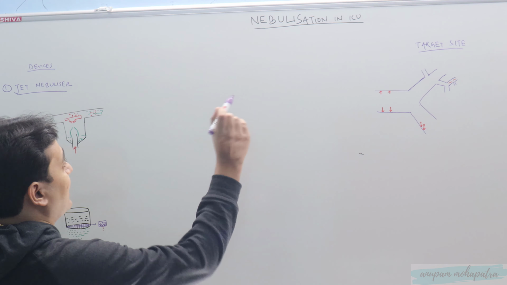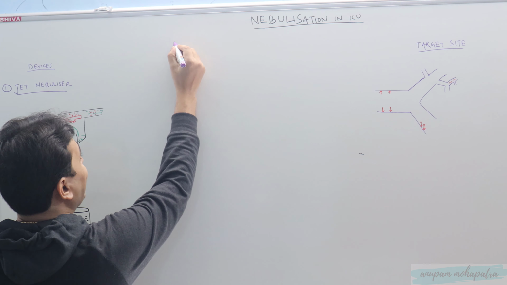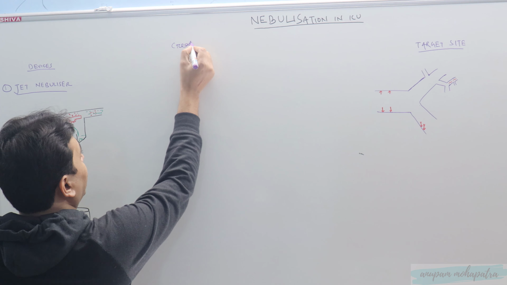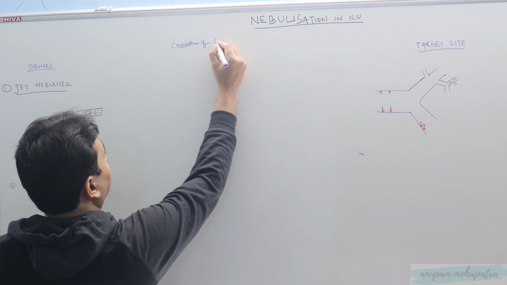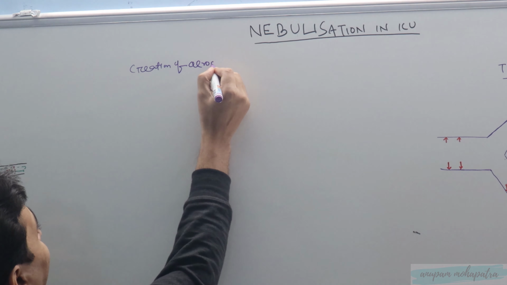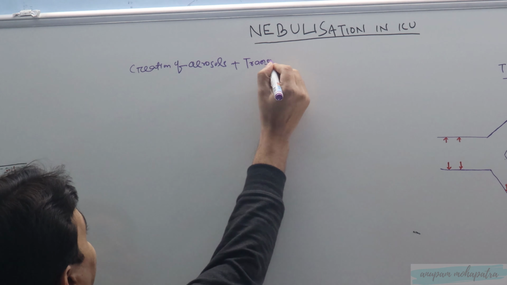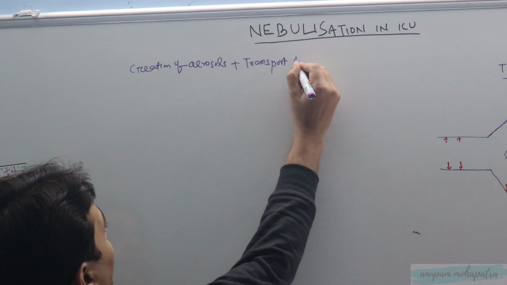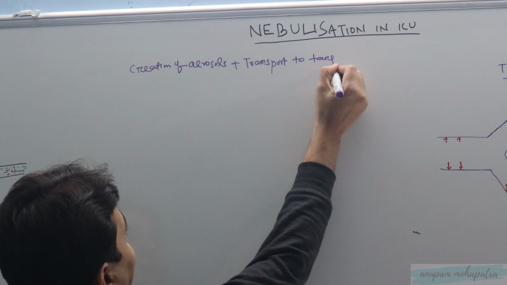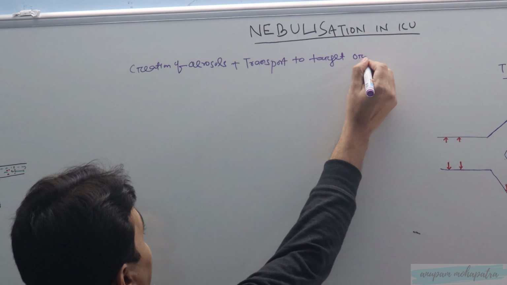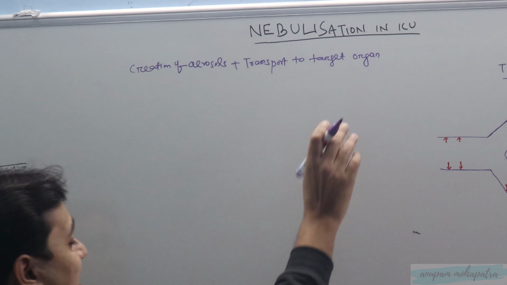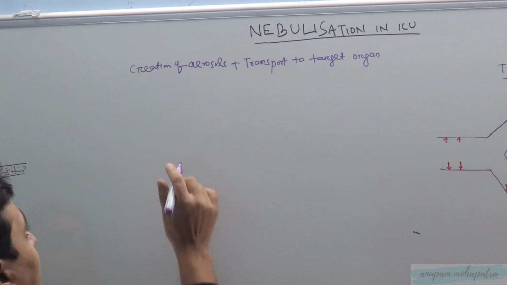So what is nebulization in ICU? It can be defined as creation of aerosols and transport to the target organ, right? And the target organ in this case is our respiratory system, especially the alveoli, right?